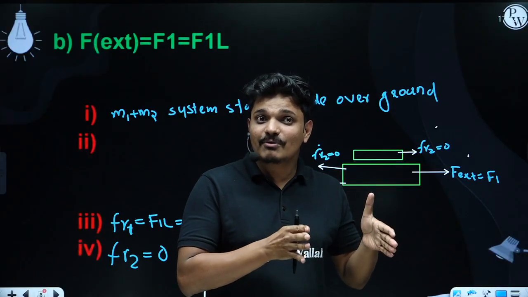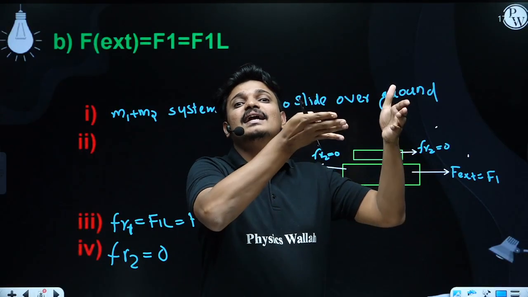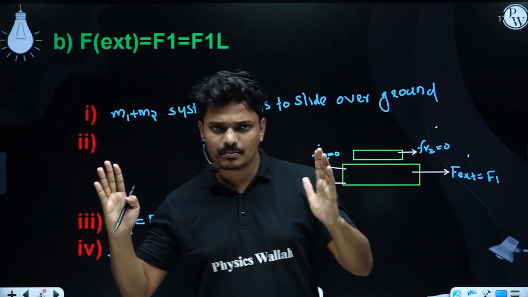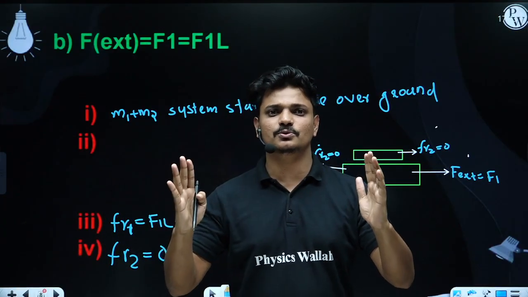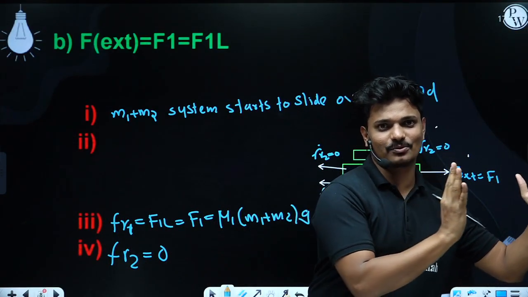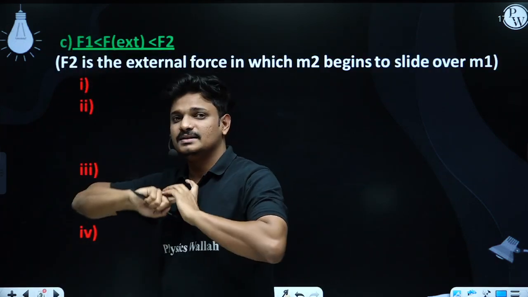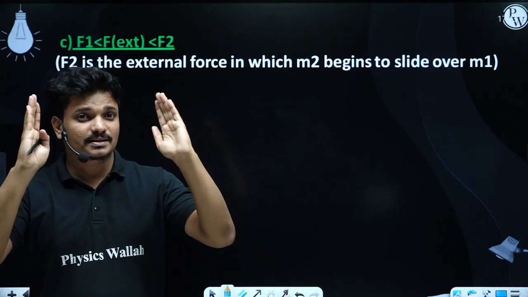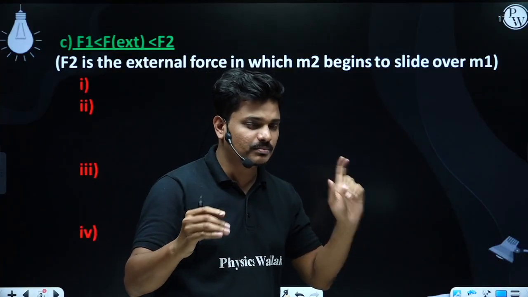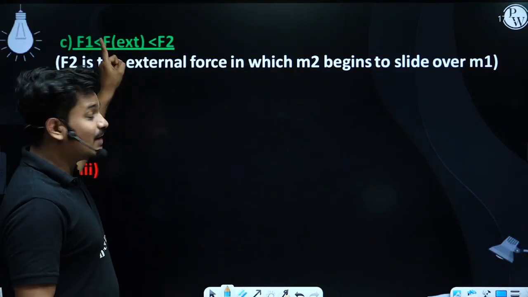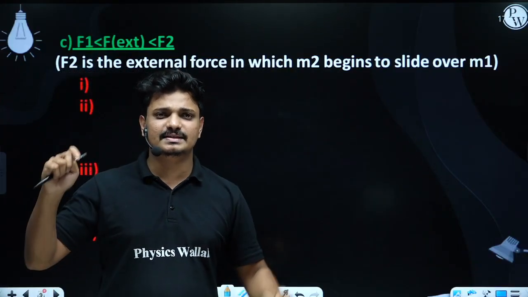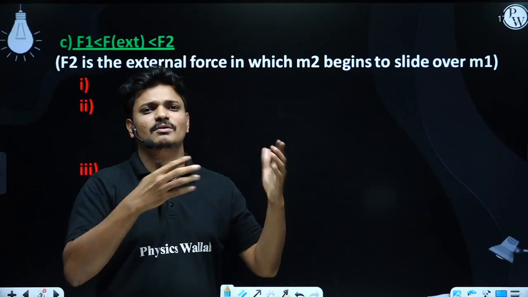So if our F external is greater than F1L, what happens? The system must move. That means this M1 plus M2 system must slide over the ground. So we are going to discuss the third case. In the third case, you may get some confusion. Very important, look here.